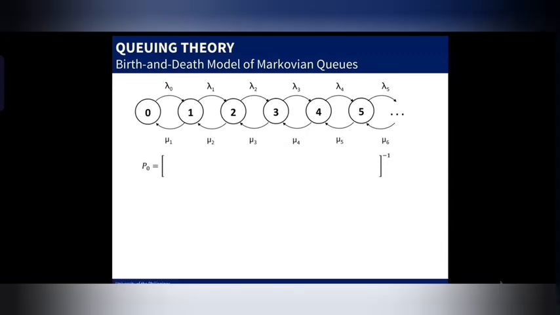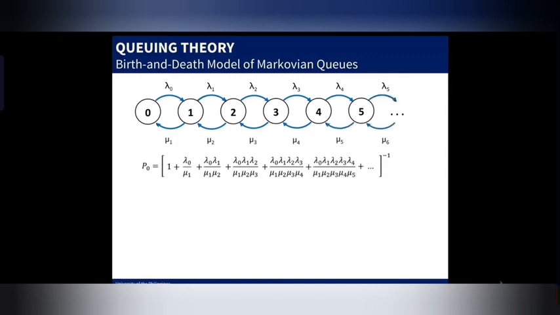From the general birth and death model, the steady-state probabilities can be computed as follows. P naught, or the probability that the system is empty, is equal to the reciprocal of 1 plus lambda naught over mu 1, plus lambda naught lambda 1 over mu 1 mu 2, plus lambda naught lambda 1 lambda 2 over mu 1 mu 2 mu 3. I hope you're getting the pattern. Plus lambda naught lambda 1 lambda 2 lambda 3 over mu 1, mu 2, mu 3, mu 4, and so on.